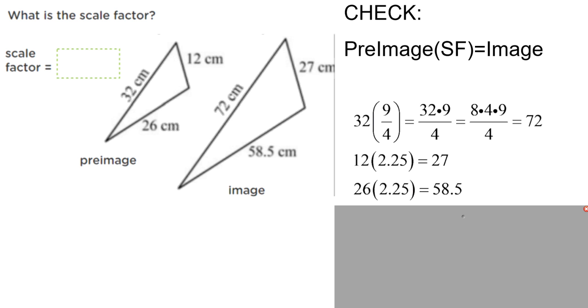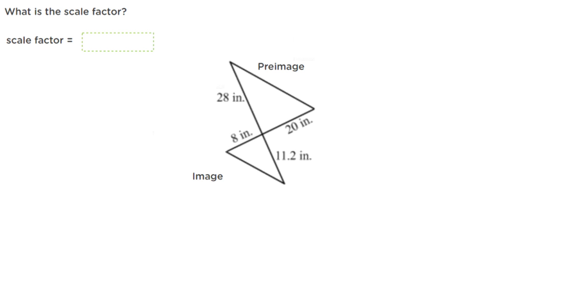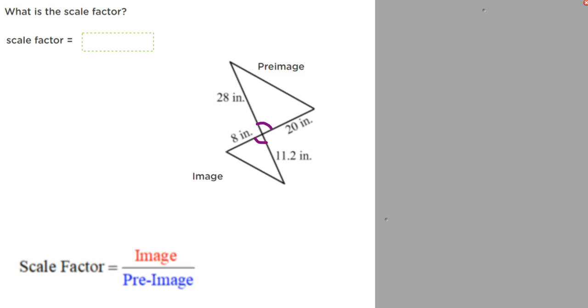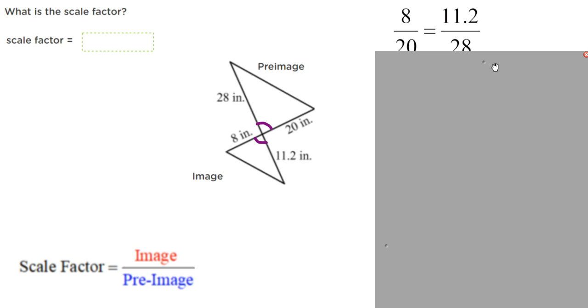Let's take a look at another set. Here we have similar triangles, and if you notice, we have a pair of vertical angles that are congruent that we can mark. That will also help us set up our scale factor comparing our image to our preimage. So how can we find the scale factor? Well, we have the image of 8 matching with our preimage of 20, and our image of 11.2 matching up with our preimage of 28.